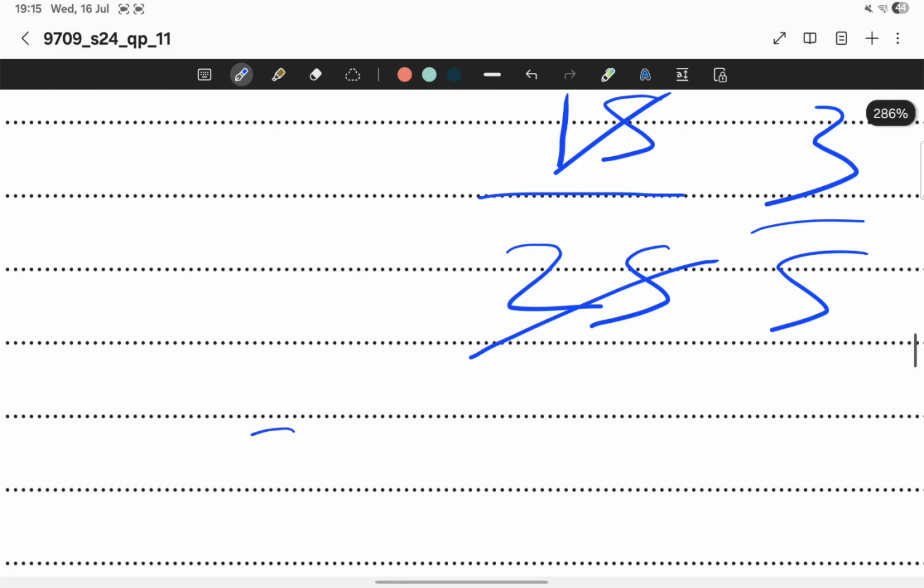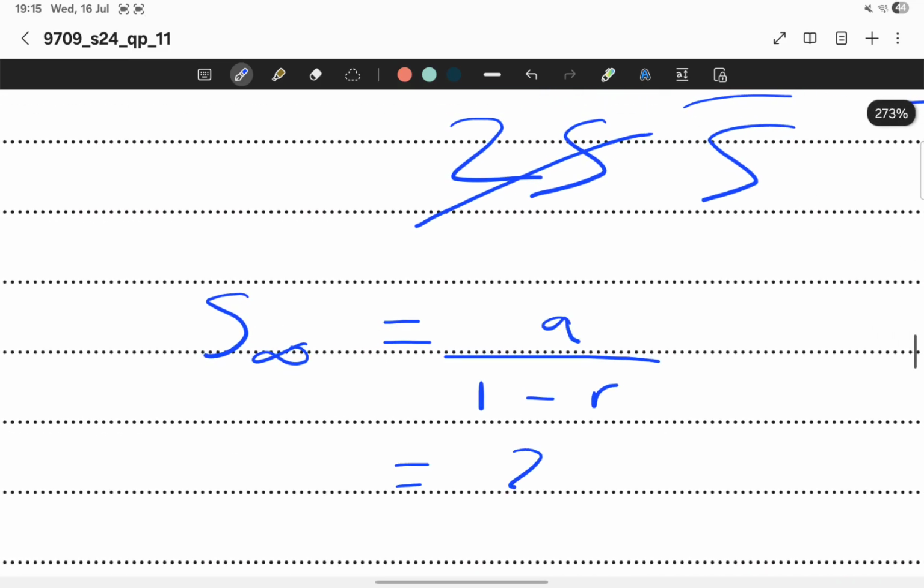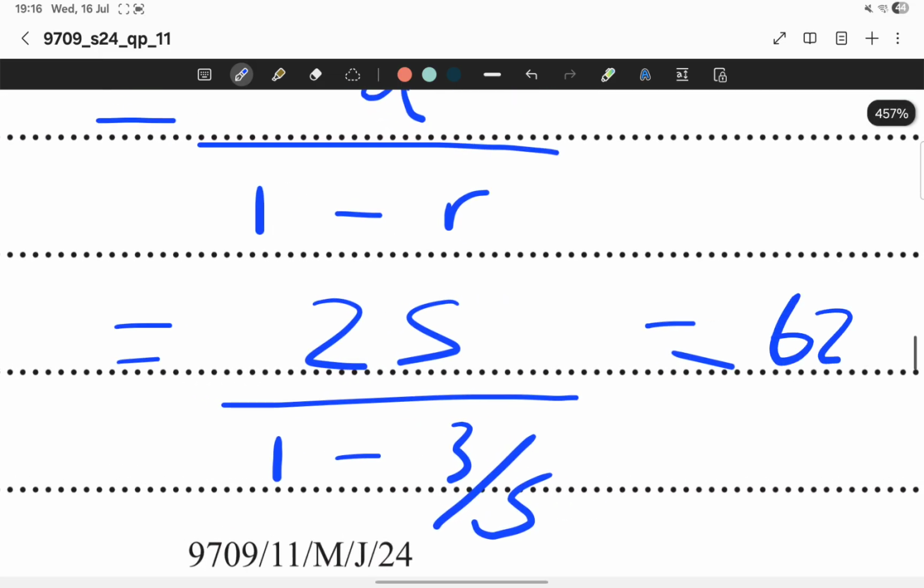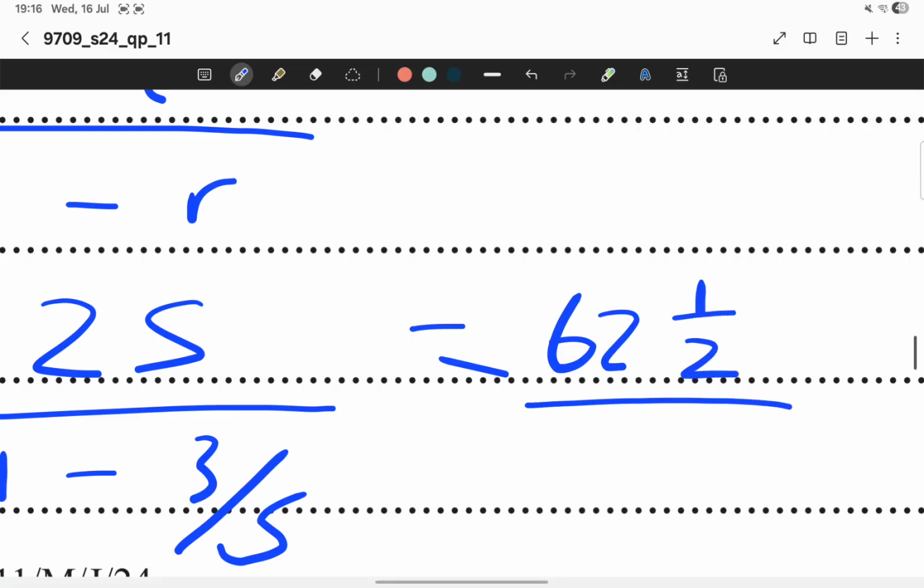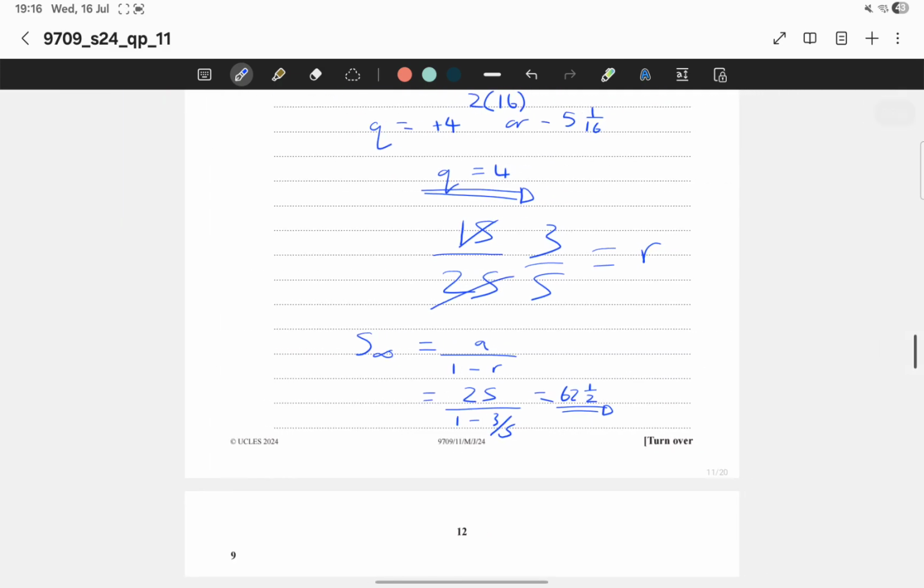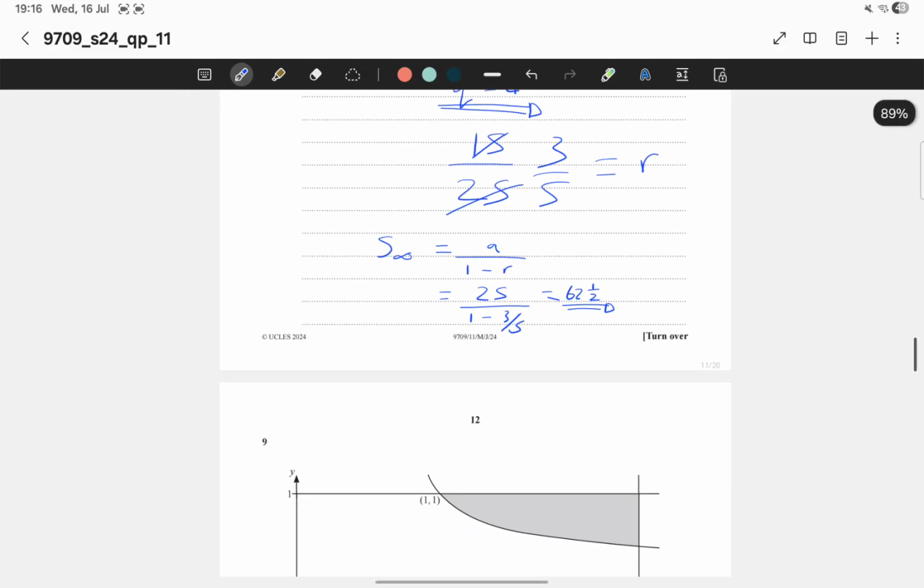And we know that our sum to infinity is a over 1 minus r, right? And a is 25, so it's 25 over 1 minus 3 over 5, and that should give us 25 over 2 over 5. That should give us 62 and a half. And 62.5 is our sum to infinity, and that's the answer for 8 part B, right?